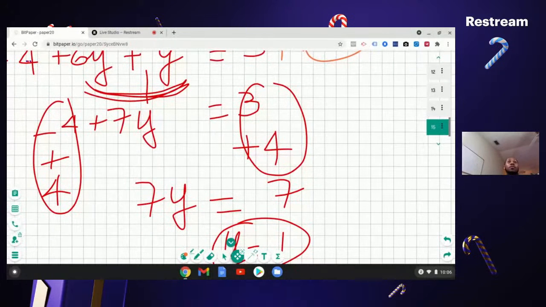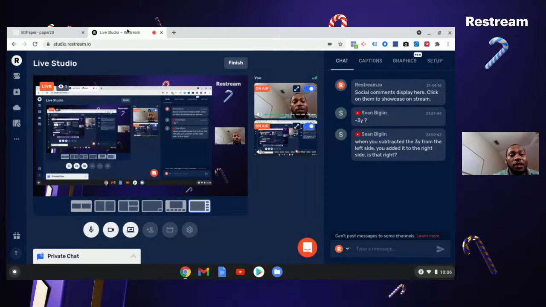A third way to solve for it would be to graph both equations. And if you guys want to see that, let me know, and I'll show you the third way to solve for it. And this is the question that I had.